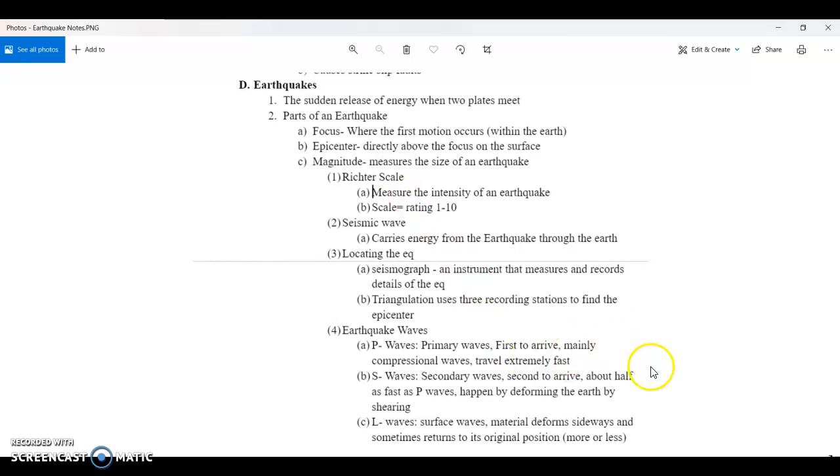There are 3 kinds of earthquake waves. We have P waves. P stands for primary. Those are the first to arrive. They're mainly compressional waves, meaning the ground is smushing from side to side, sort of, and they travel really fast.